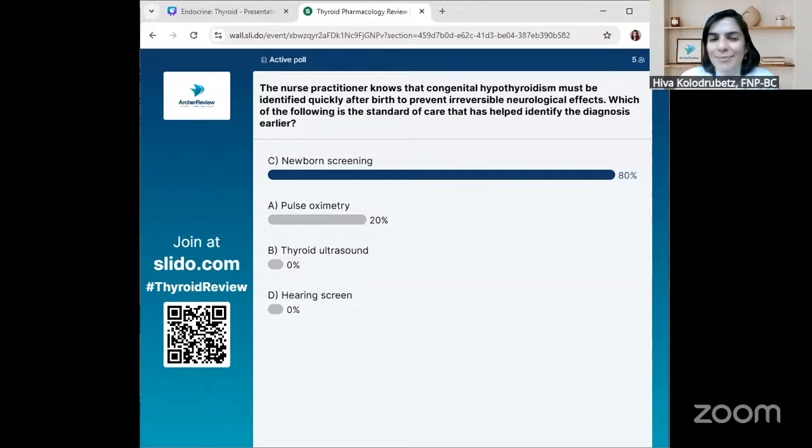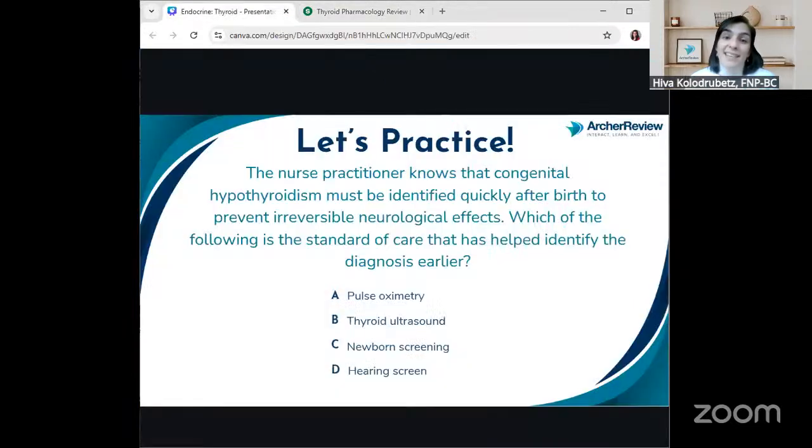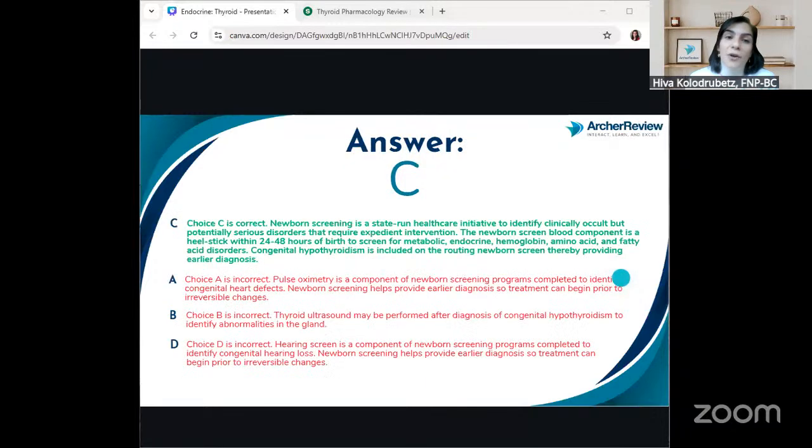All right, awesome job, you guys. The majority of you got it right. So it's that newborn screening, right? So what's happening in every state is we have screening tests that are state mandated and state run. And so with these newborn screenings, every state does it a little bit differently, but ideally within 24 to 48 hours, most, if not all states are screening for metabolic, endocrine, hemoglobin, any of those disorders so that we can intervene early.